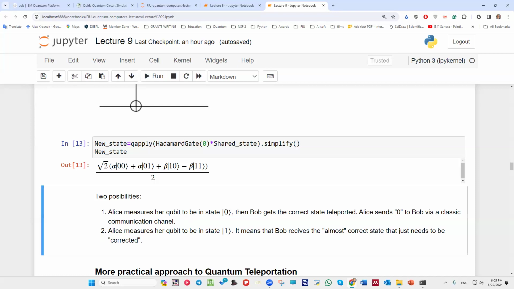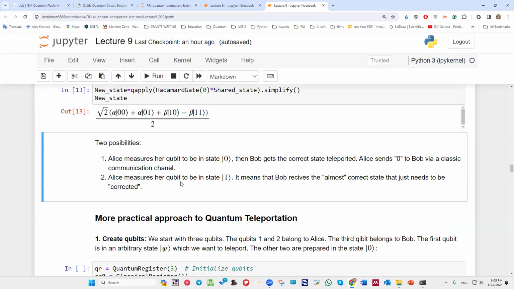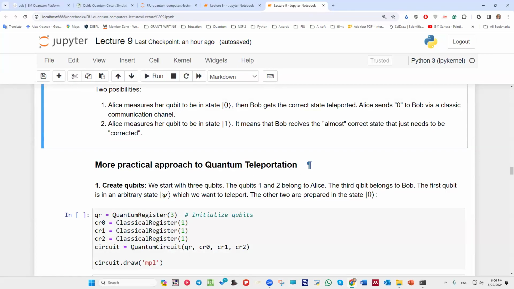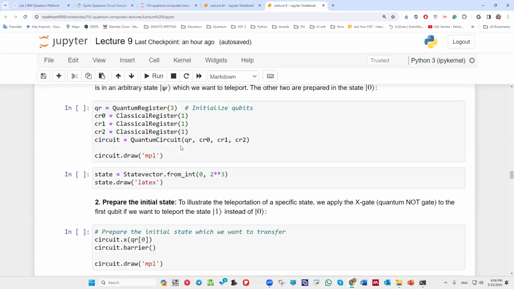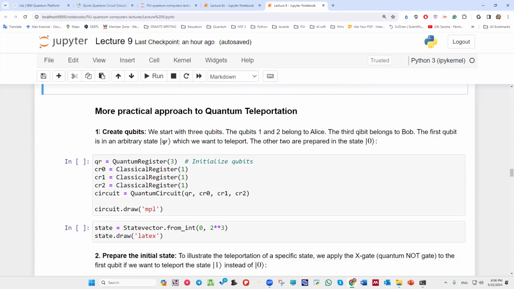Okay. So this is the very simple description of the quantum teleportation. And let me dive now into the more practical application of quantum teleportation, which is the more standard description of quantum teleportation. And I built this one in terms of algorithm or procedure.